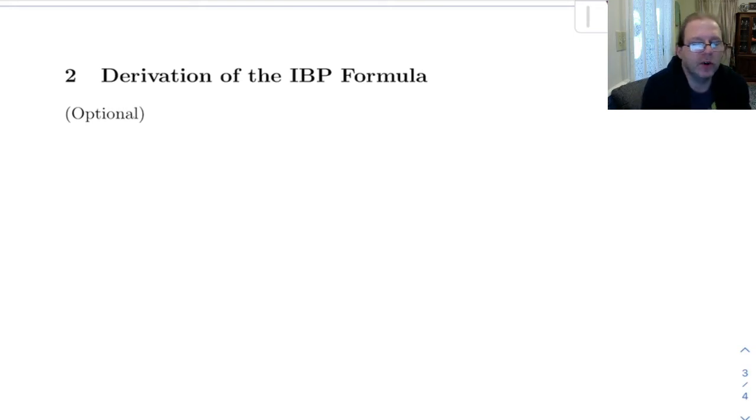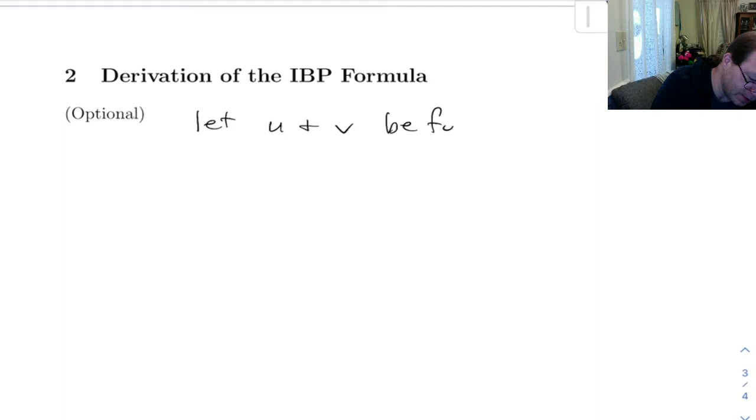Okay, it's always good to know where the formulas you're using come from. So let's look at where the integration by parts formula comes from. So let's start out with, let u and v be functions of x.